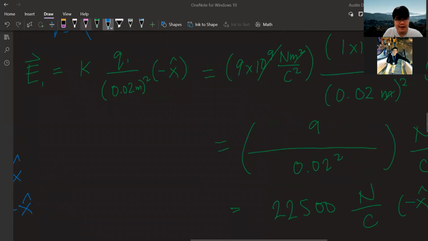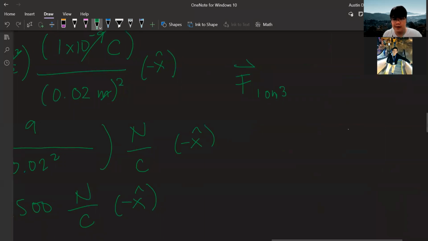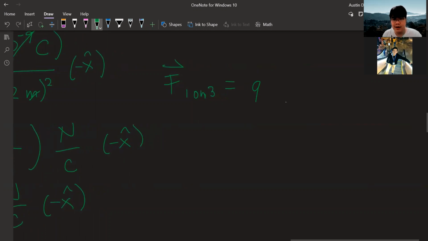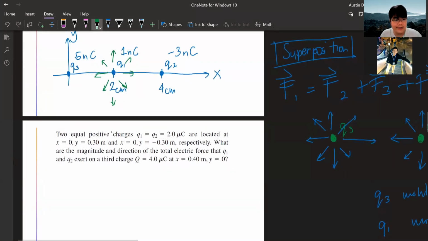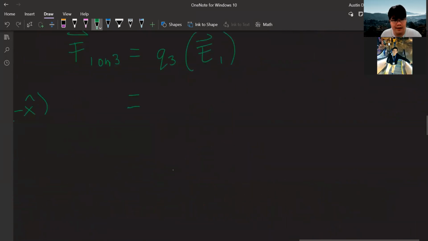Okay, so this is E1, the vector E1. And then the force would be F1 on 3. And that is Q3 times yung E1 vector mo. Okay? And you're done with the directions kasi nakuha mo na siya sa electric field mo. You just have to multiply the charge, Q3. Okay? And what is Q3? 5 nanocoulombs. Let's write that down.